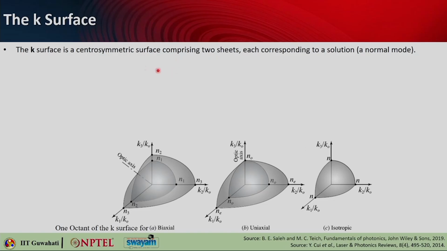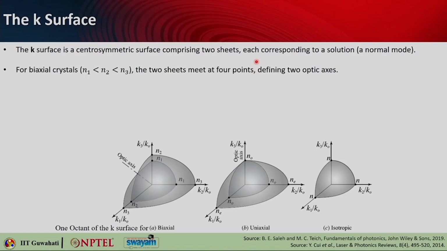Now, when you say k surface, what are k surfaces? It is a centrosymmetric surface which comprises two sheets, each corresponding to one solution, that is a normal mode. Now, in the case of biaxial crystal, if you consider N1 smaller than N2 smaller than N3, then these sheets meet at 4 points defining two optic axes.